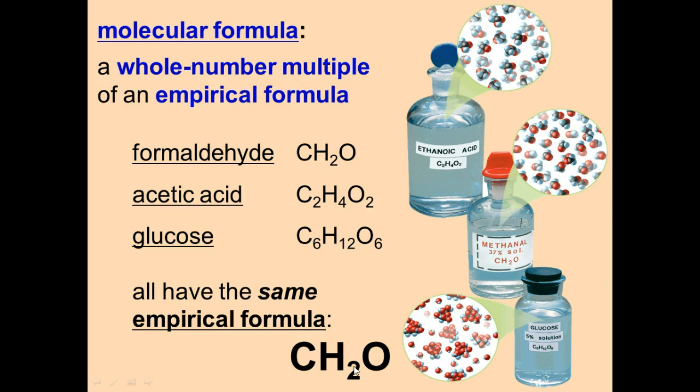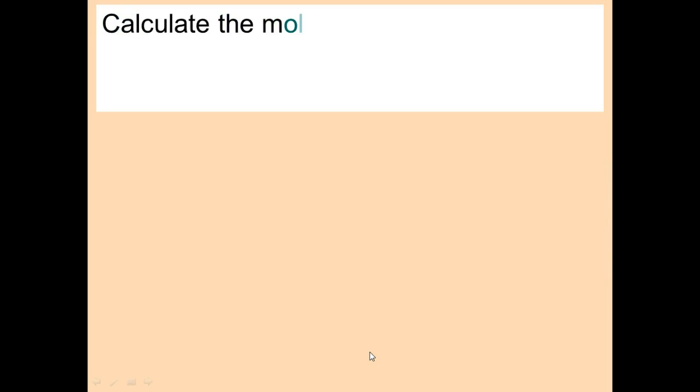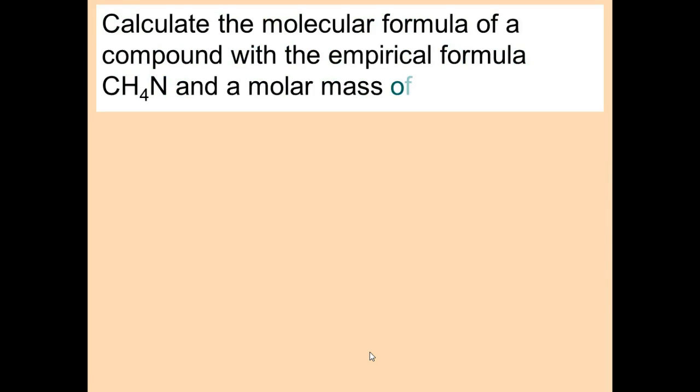But molecular formulas are a whole number multiple of the empirical formulas. So this would be an example of the empirical formula, and this would be a multiple. This would be the empirical formula times 1. This would be the empirical formula times 2, because notice how there are 2 carbons here. And this would be the empirical formula times 6. See how the carbon has 6 and everything's multiplied by 6: 6 carbon, 6 oxygen, 12 hydrogen. So these are just multiples of the empirical formula. Then we're going to learn how to calculate a molecular formula from empirical formulas.